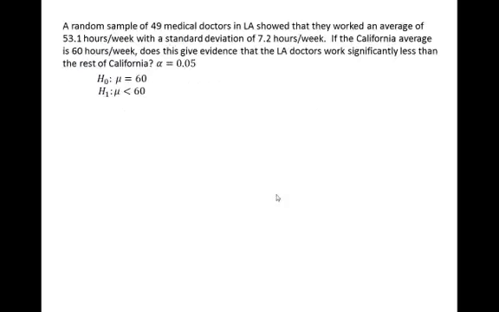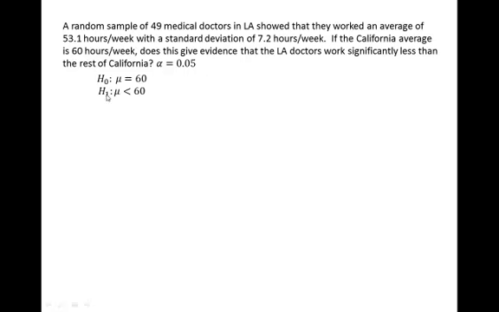So here's our first problem. And you can always pause this video so that you can take your time to read it and see if you can perform the test. So here we want to know, do we have enough evidence to say that LA doctors work significantly less than the rest of California? So our null hypothesis here is that our mean is equal to 60. Your null hypothesis is always a given statement from the past or history that we assume to be true. So if the California average is 60 hours a week, that's the null hypothesis. That's the initial statement we're going with.